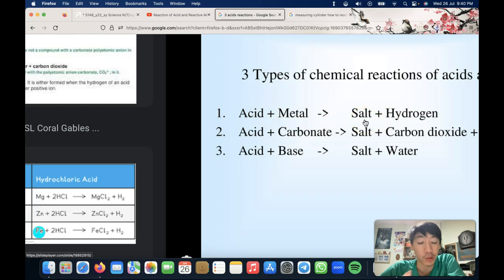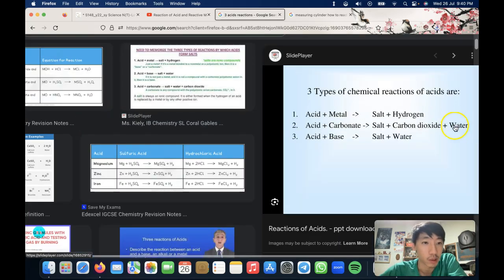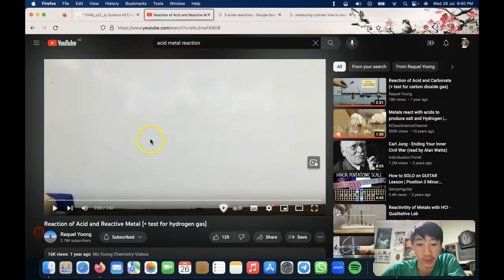No, when I say salt, I don't mean the thing that you eat in your food. It's actually a different kind of salt, but for now we can just call it a so-called salt. So acid plus metal is equal to salt plus hydrogen. Now remember, you can actually test for this hydrogen gas using a certain technique. Let me show you a quick picture of it.